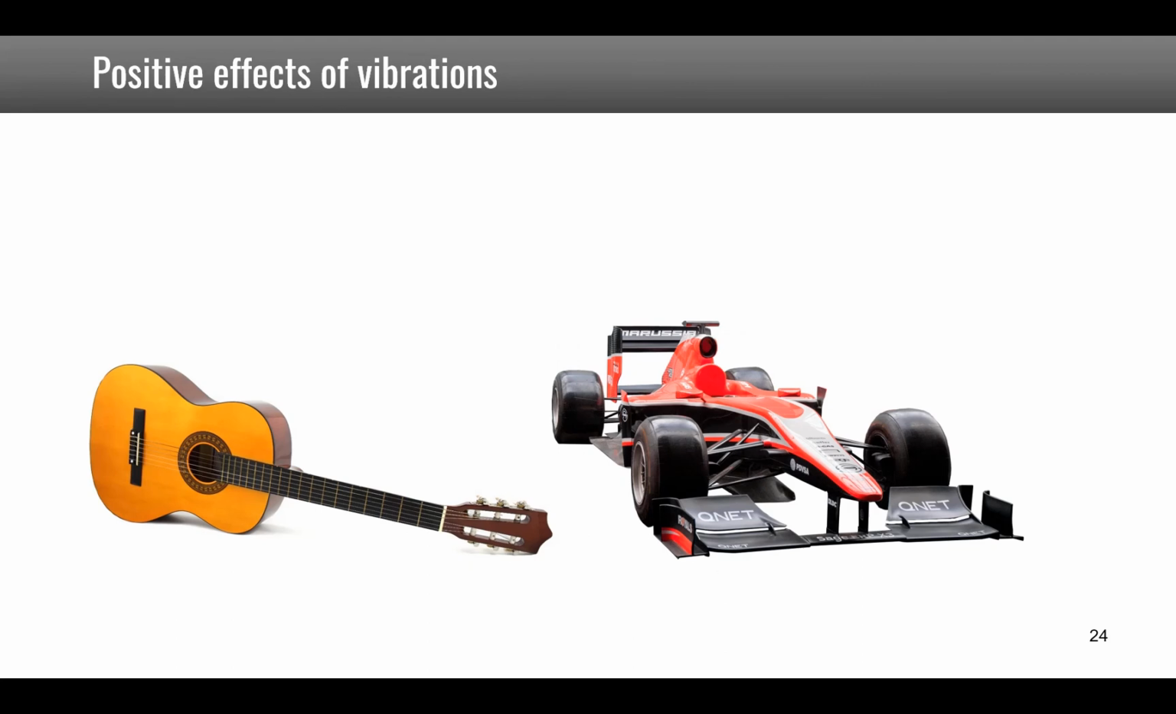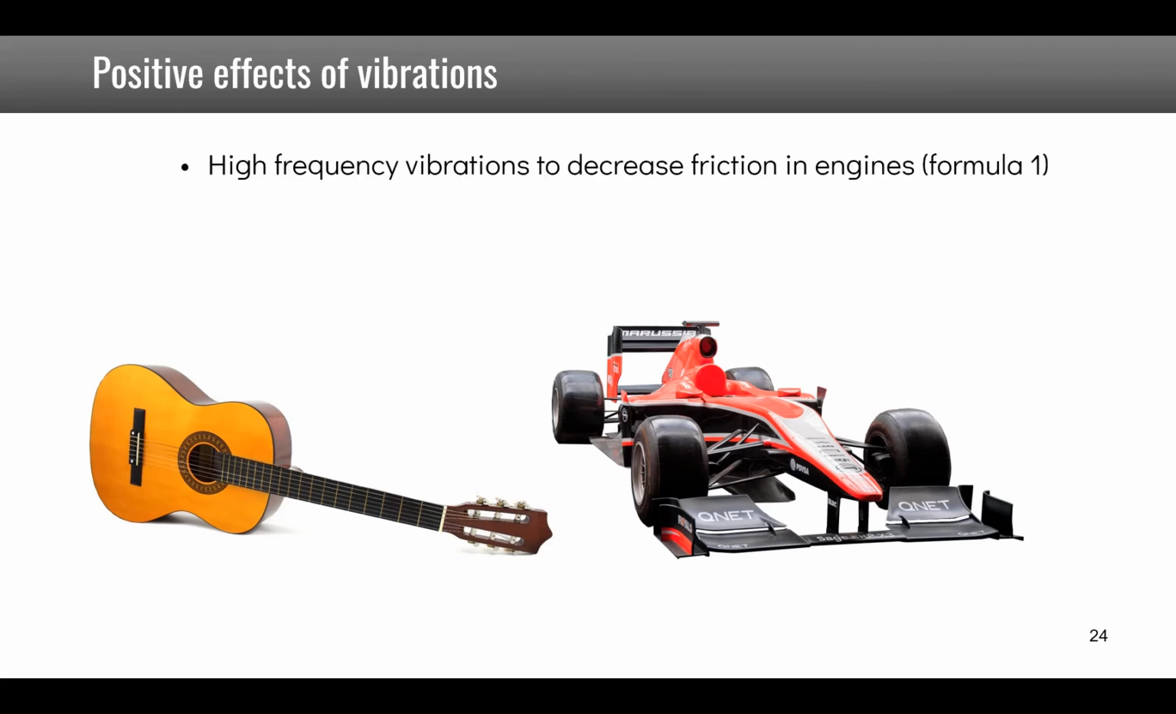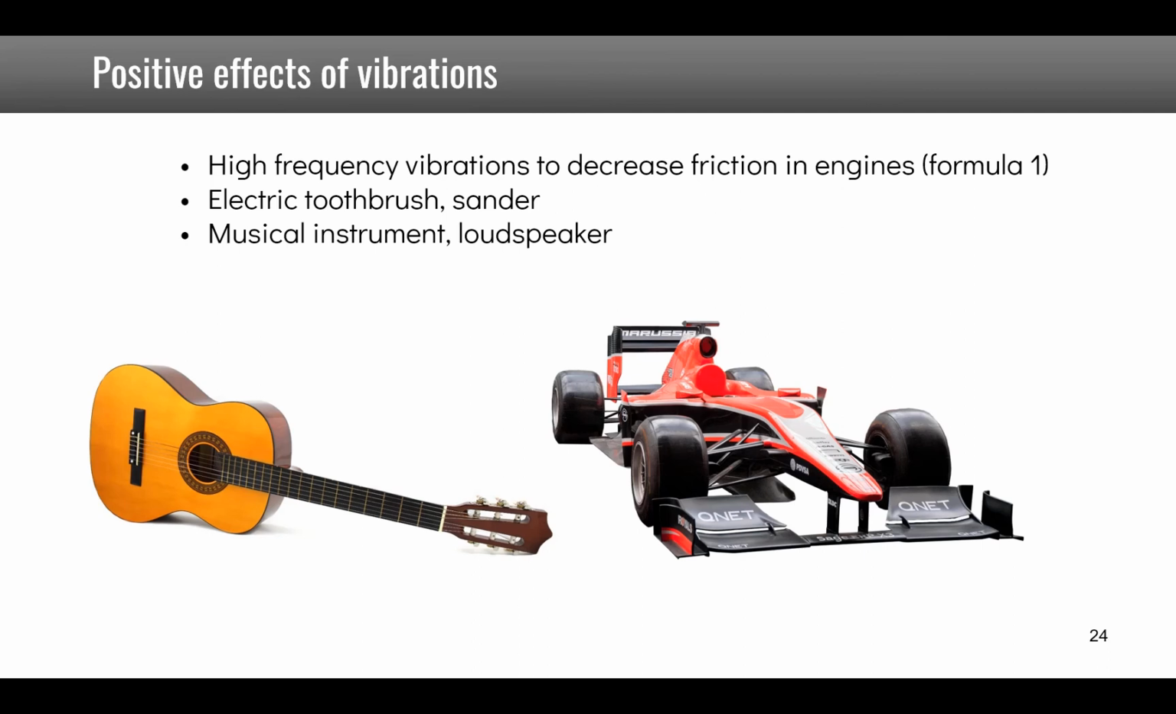But we should not forget that vibrations also can have positive effects. For example, in Formula One, we use high frequency vibrations to decrease the friction in engines and increase their performance. An electric toothbrush or a sander is also an example of positive and useful effects of vibrations. All musical instruments, such as a guitar, produce sound, which is nice to the ear. A loudspeaker is also an example of positive effects of vibrations, and vibrating seats are nice when you want to get some kind of massage.